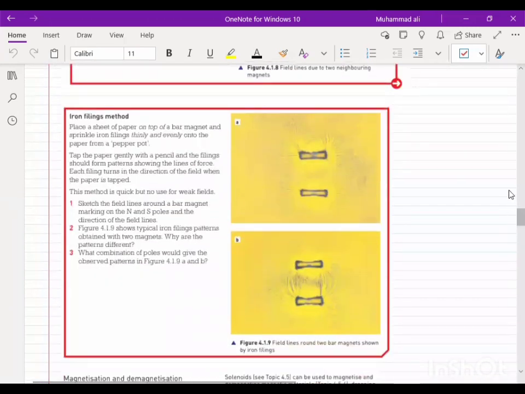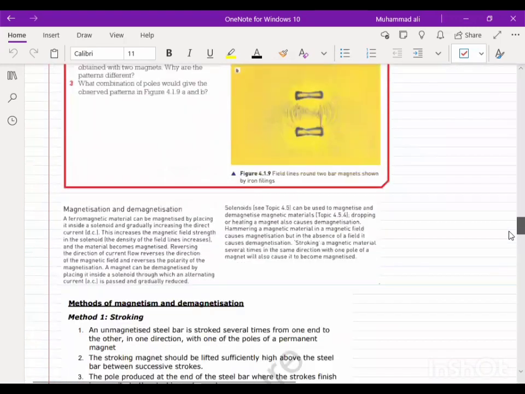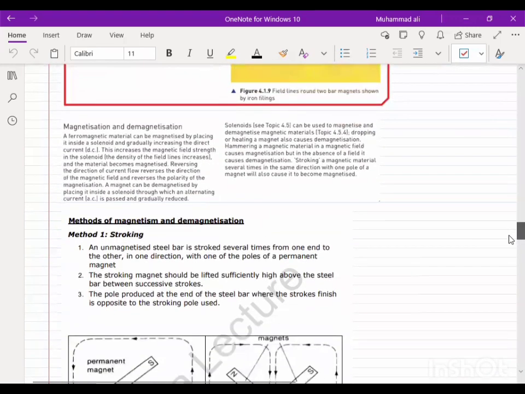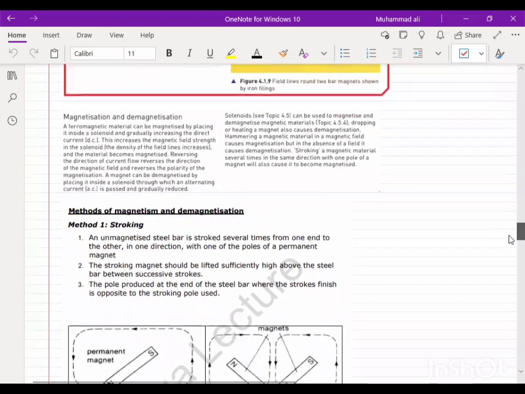So basically you take a sheet of paper and sprinkle iron filings on it. Then you tap the paper gently with something, for example a pencil, and you'll see that the iron filings arrange themselves in the form of this magnetic field. What I did was I had a bar magnet, placed a sheet of paper onto it and gently tapped it, so the iron filings arrange themselves in the direction of the magnetic field lines.